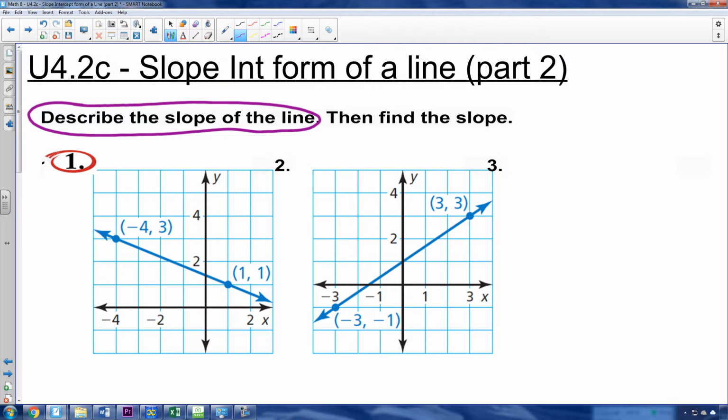So would you say this is a negative slope or a positive slope? I would say it's going down and to the right. So whenever we go down and towards the right, like we're reading a book, I would think about it this way.